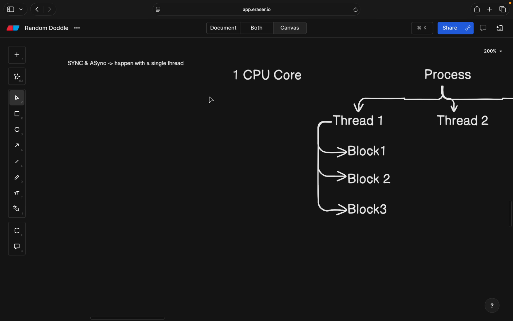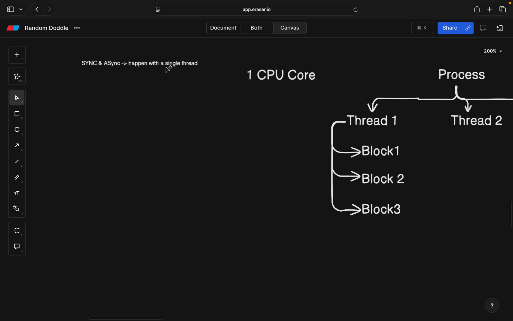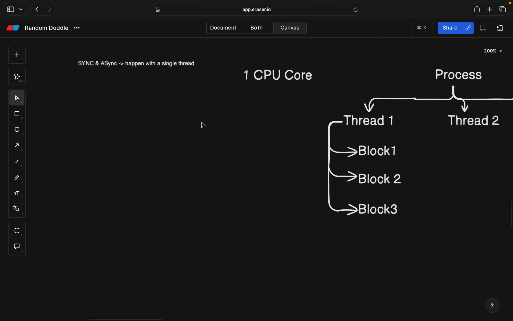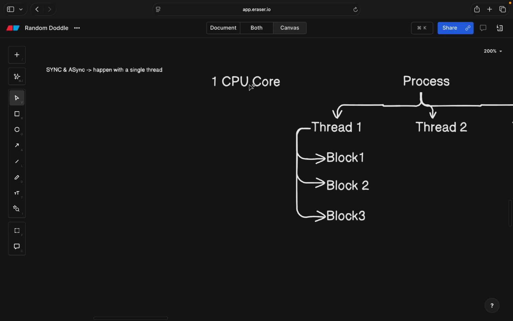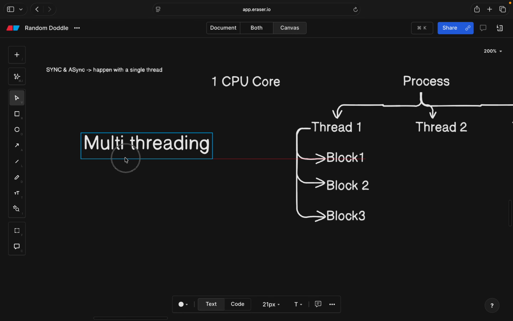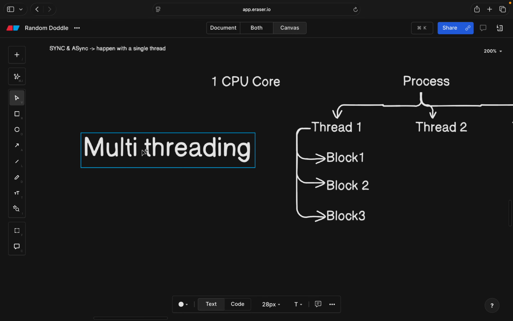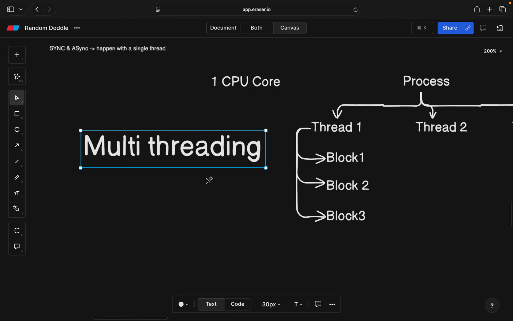Now, second thing, which is multi-threading. We put this on the side, now we're talking about multi-threading.